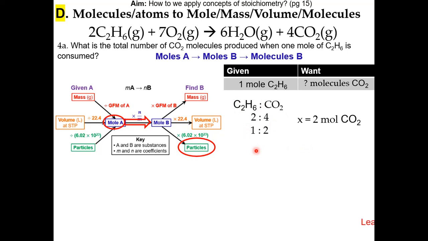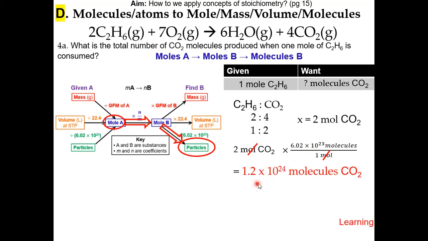The next step is to go from moles of CO2 to molecules of CO2. To do that, we're going to multiply by 6.02 times 10 to the 23rd. 2 moles of CO2 times 6.02 times 10 to the 23rd gives us 1.2 times 10 to the 24 molecules of CO2. You can also get the same answer by using the bridge method.